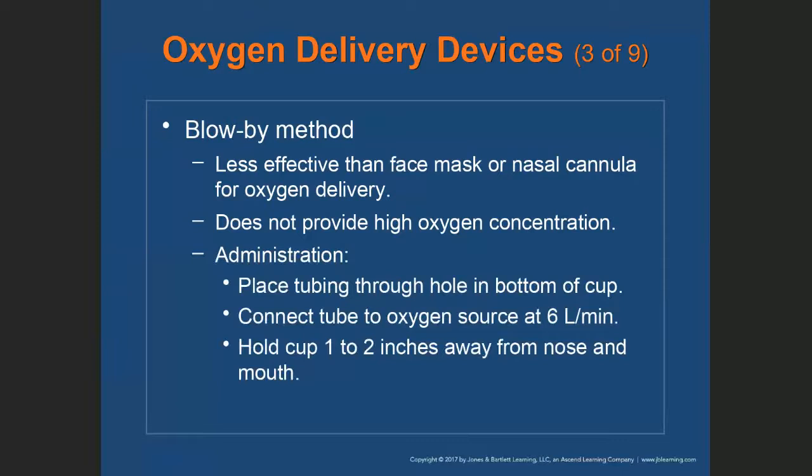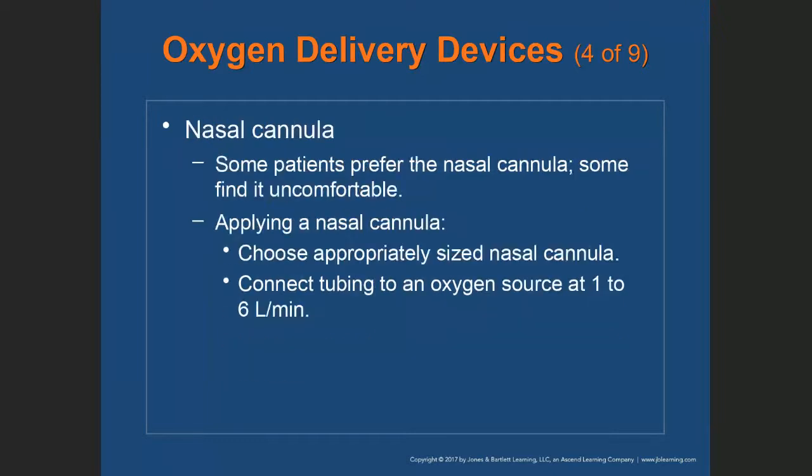Blow-by method. Less effective than a face mask or nasal cannula for oxygen delivery, and does not provide high oxygen concentration. Administration: place tubing through a hole in the bottom of a cup, connect the tube to an oxygen source at 6 liters per minute, and hold the cup 1 to 2 inches away from the nose and mouth. Nasal cannula. Some patients prefer the nasal cannula, some find it uncomfortable. Applying a nasal cannula: choose the appropriately sized nasal cannula, connect tubing to an oxygen source at 1 to 6 liters per minute.